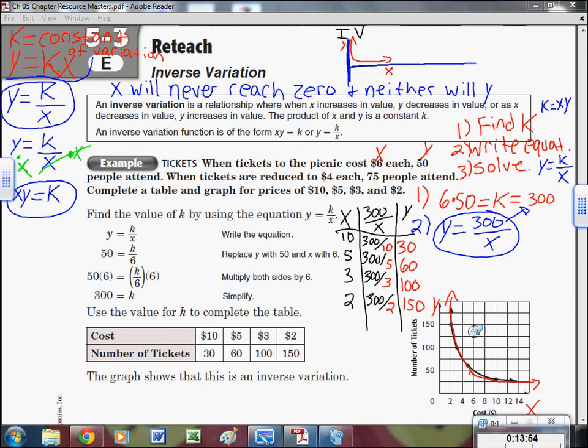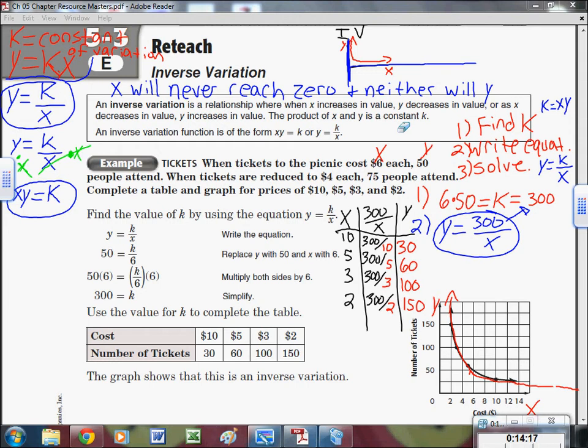Meaning, as x gets bigger, as we go this way, y is getting smaller and smaller, but it's never quite getting to 0. It'll get really, really close to 0, like way out here. It'll get really, really, really close to 0, but it'll never actually cross 0. It'll just get really close. You need like a microscope to look at it. So that's what makes it, as we mentioned, inverse variation.